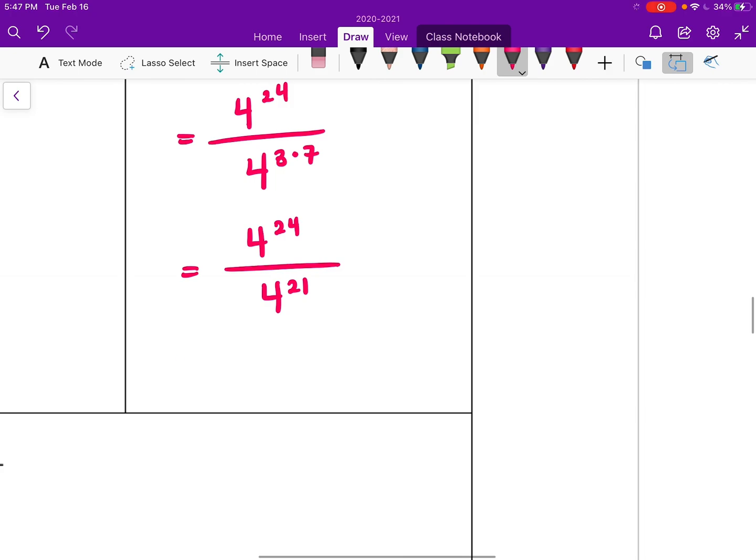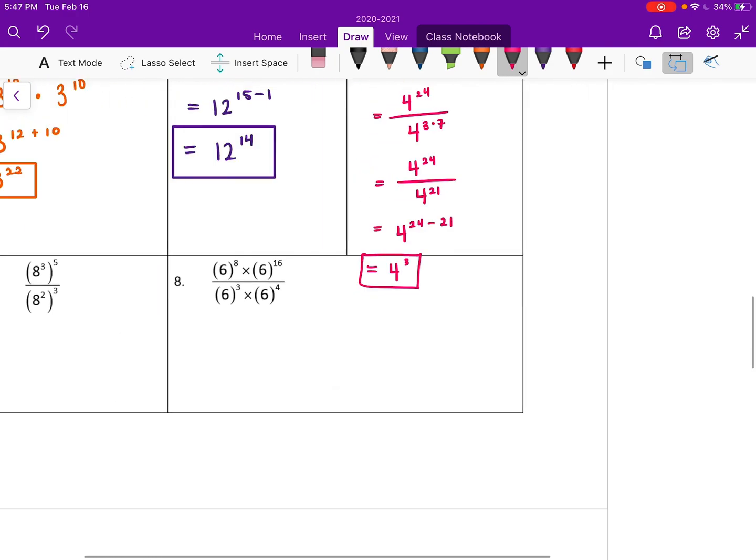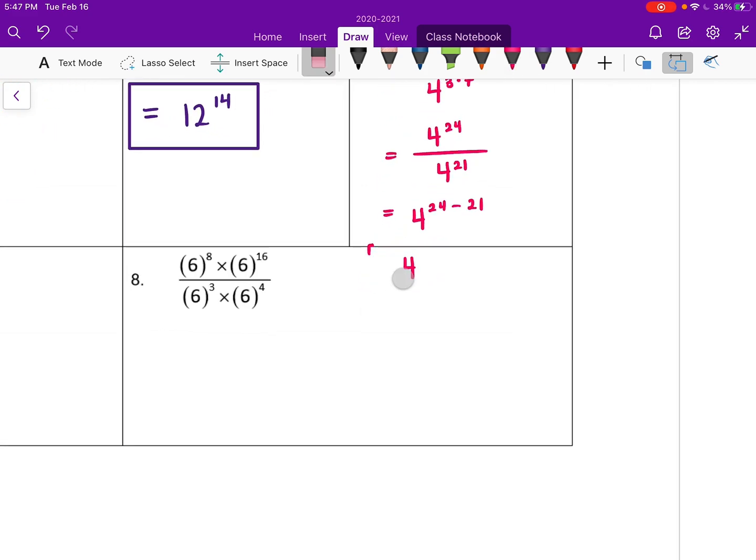Then I know that when I have division, I can just take the exponent of the top minus the exponent of the bottom. 24 minus 21 is going to give me 3. So I have 4 to the power of 3, and I'm just going to leave it as is. I'm not going to solve it. Okay? And I'm just going to put this somewhere that's not impeding with my second one down there. Now I'm going to move on.